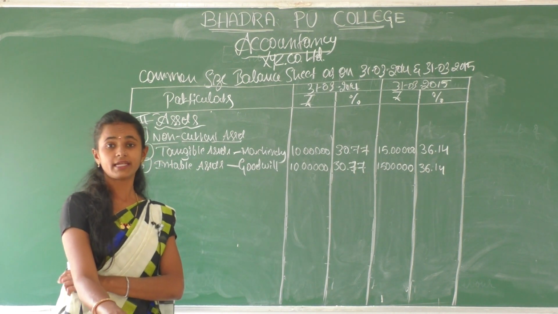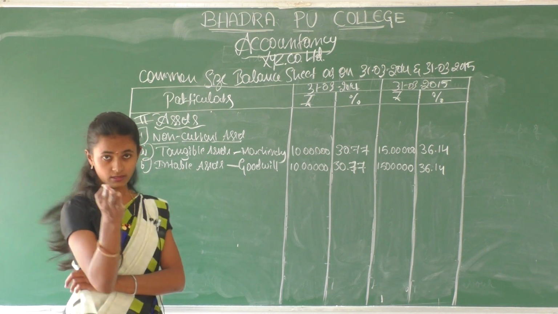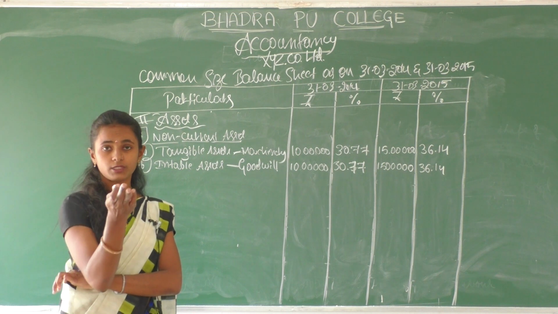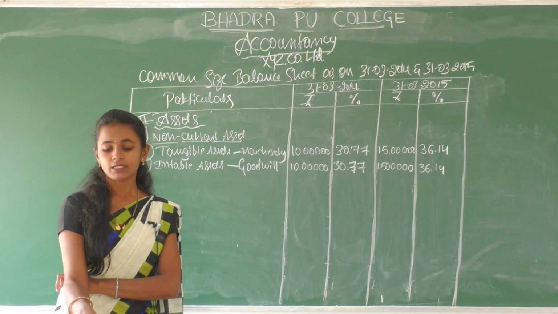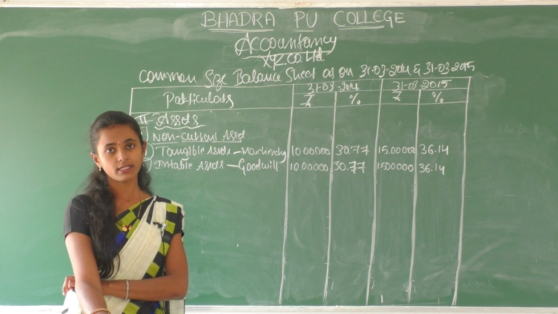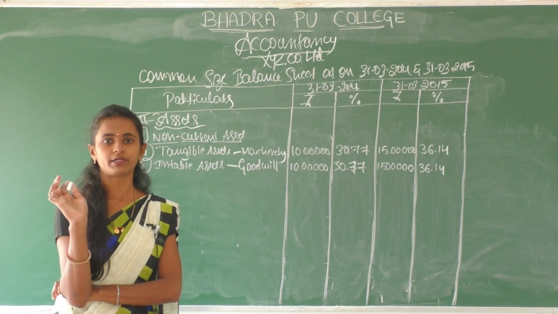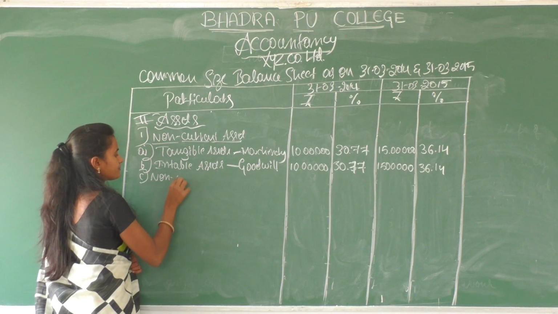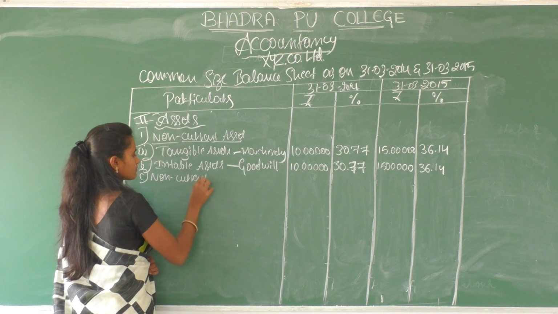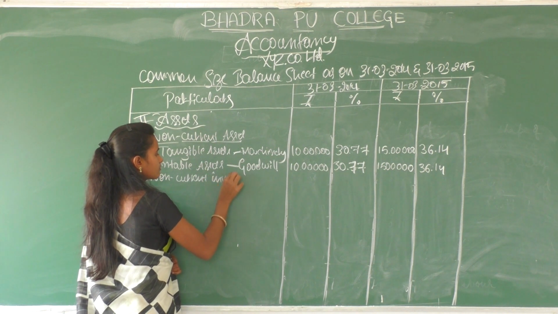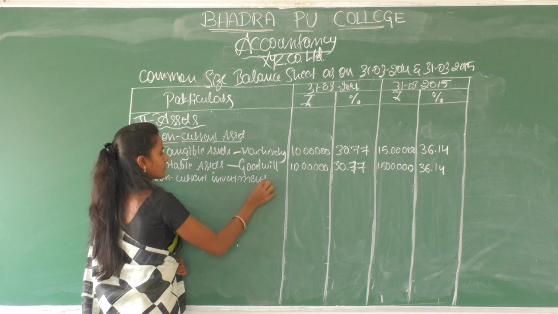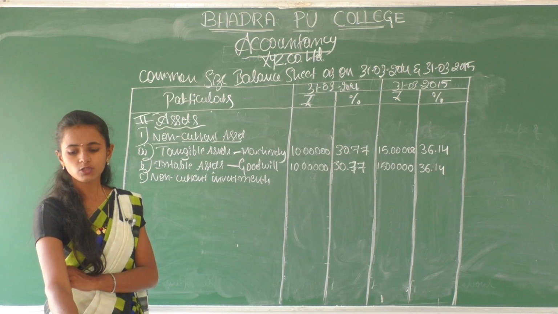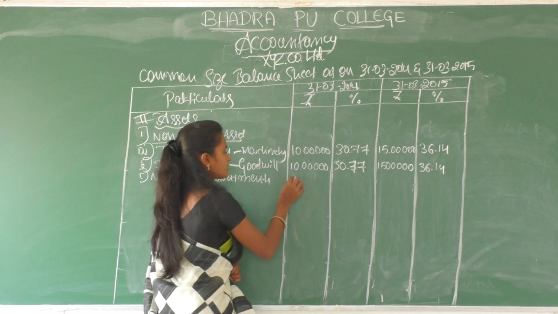So now the third item we have is non-current investment. In the question they have given a third item under non-current asset, non-current investment. So I am taking here C, non-current investments. Again in case of 2014 it's 10 lakh.